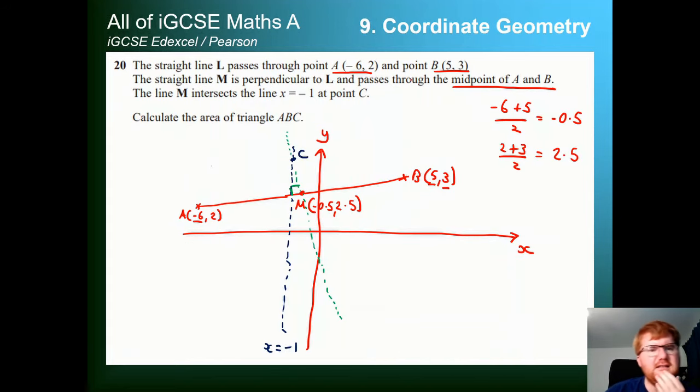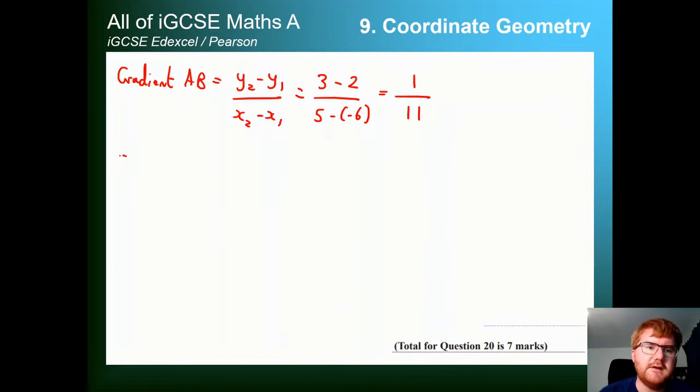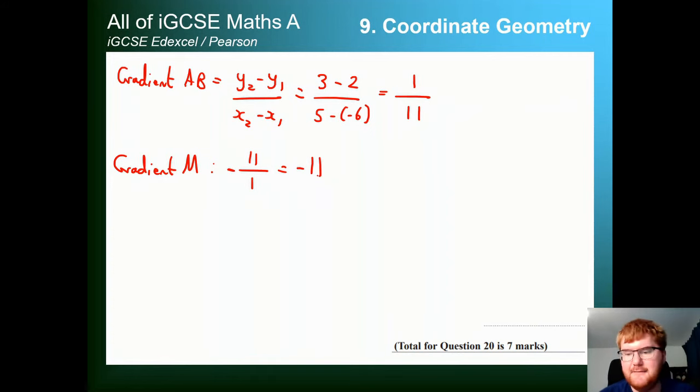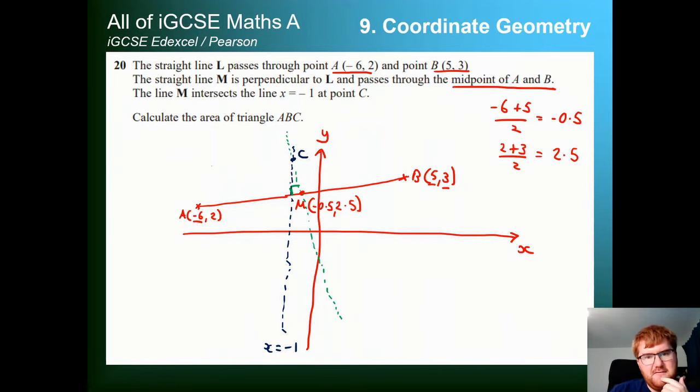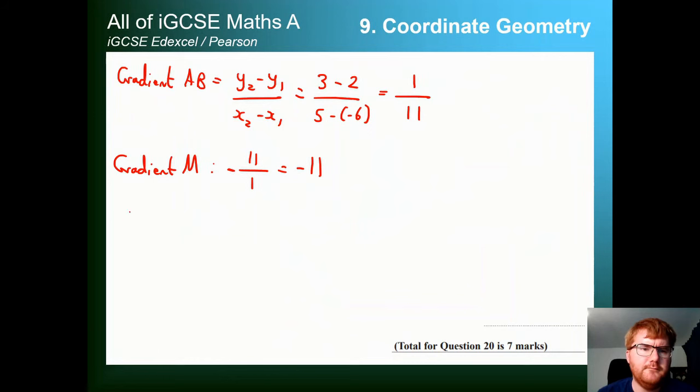You should always check this. Does this look like 1 over 11? Yeah, it's a very shallow line upwards, so that makes sense. So it means this green line is going to be a crazy gradient here. So in order to work out the gradient of M, it's that negative reciprocal, as you've seen before. Flip the fraction, so 11 over 1, and change the sign, so negative. So the gradient is going to be negative 11, which makes a lot of sense because it's a very steep line. Now, the equation of that line is going to be y equals minus 11x plus c.